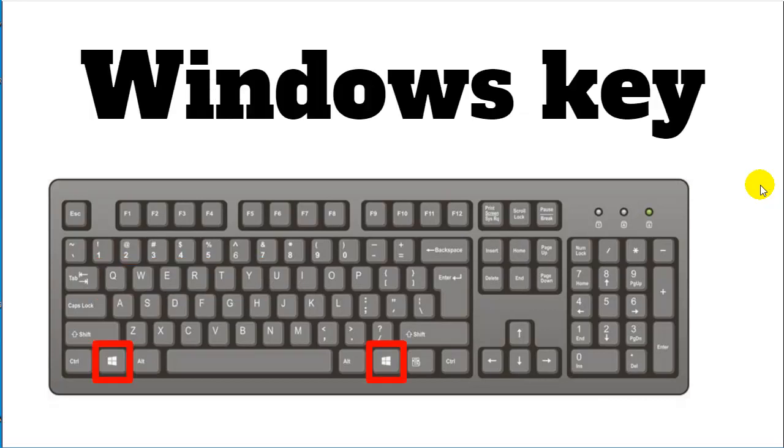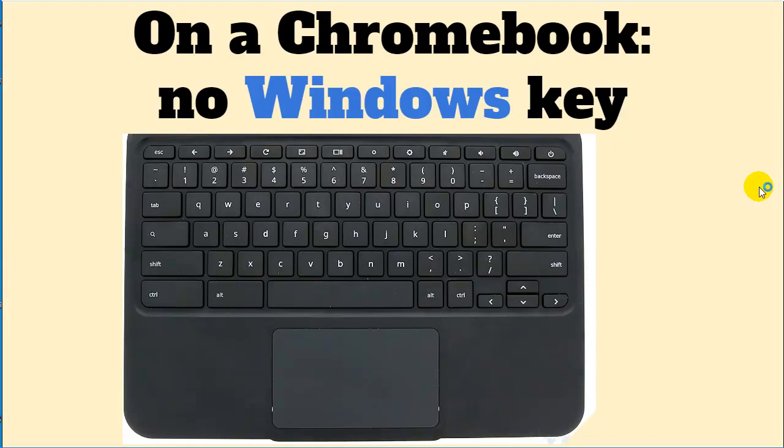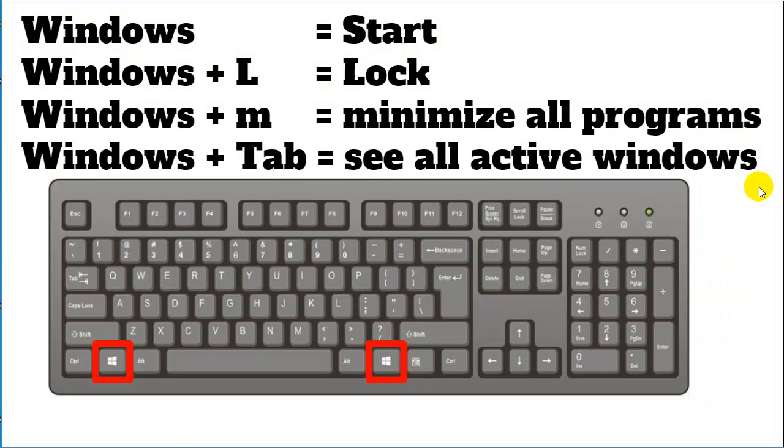The first key I want to talk about is the Windows key, and it has this little Windows symbol on it. Now, you might not have two Windows keys, but you might have two Windows keys. If you're on a Chromebook, you don't have any Windows keys. If you just tap the Windows key by itself, it'll open up the Start menu. That's the little menu at the bottom left-hand side of your desktop.